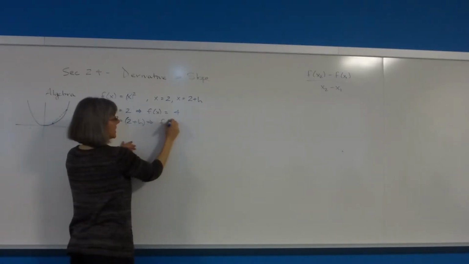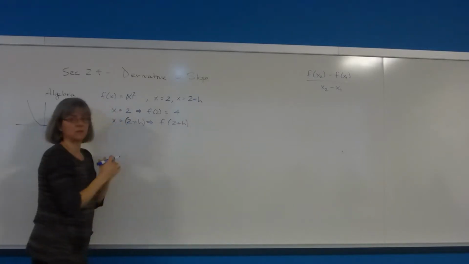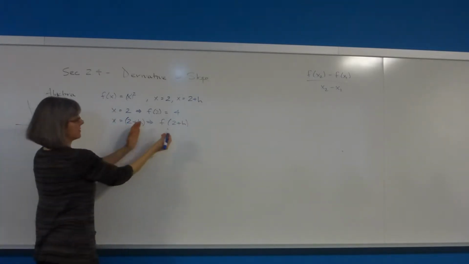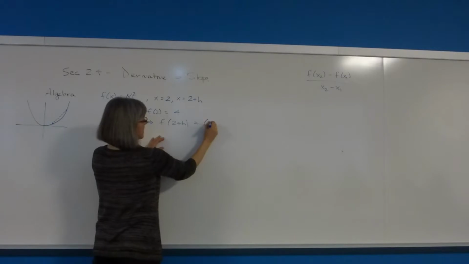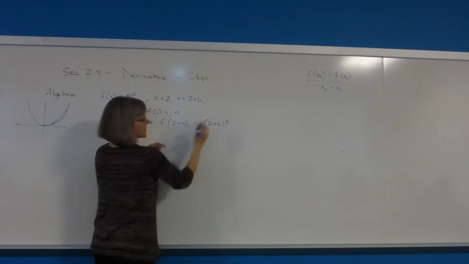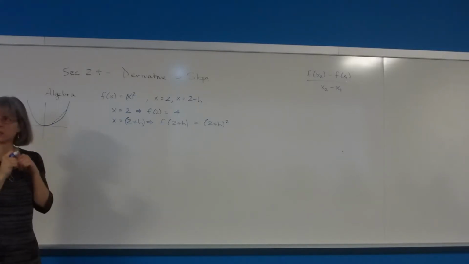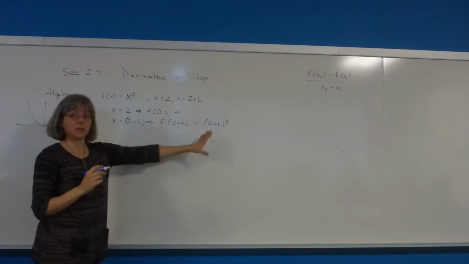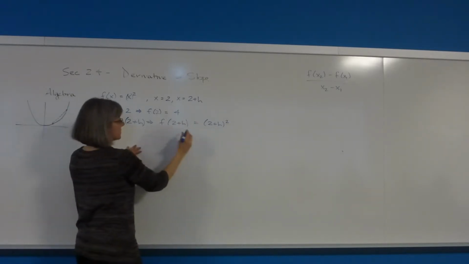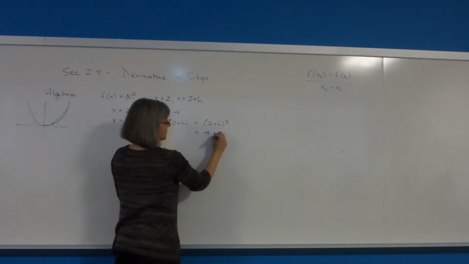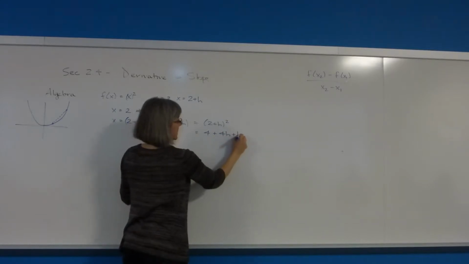So f of 2 plus h is just going to be x squared, (2 plus h) squared. This may start to look familiar. We toyed with this a little bit with difference quotients. We're going to finish that up today. Okay, so now let's go ahead and clean that up, multiply that out. 4 plus 4h plus h squared.